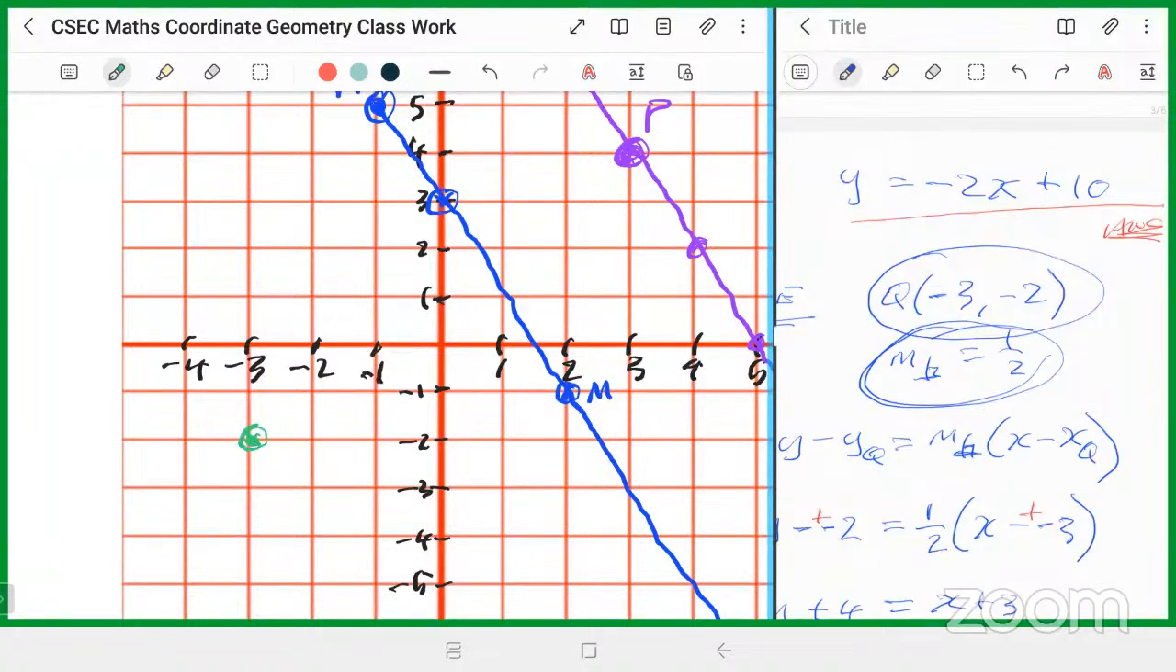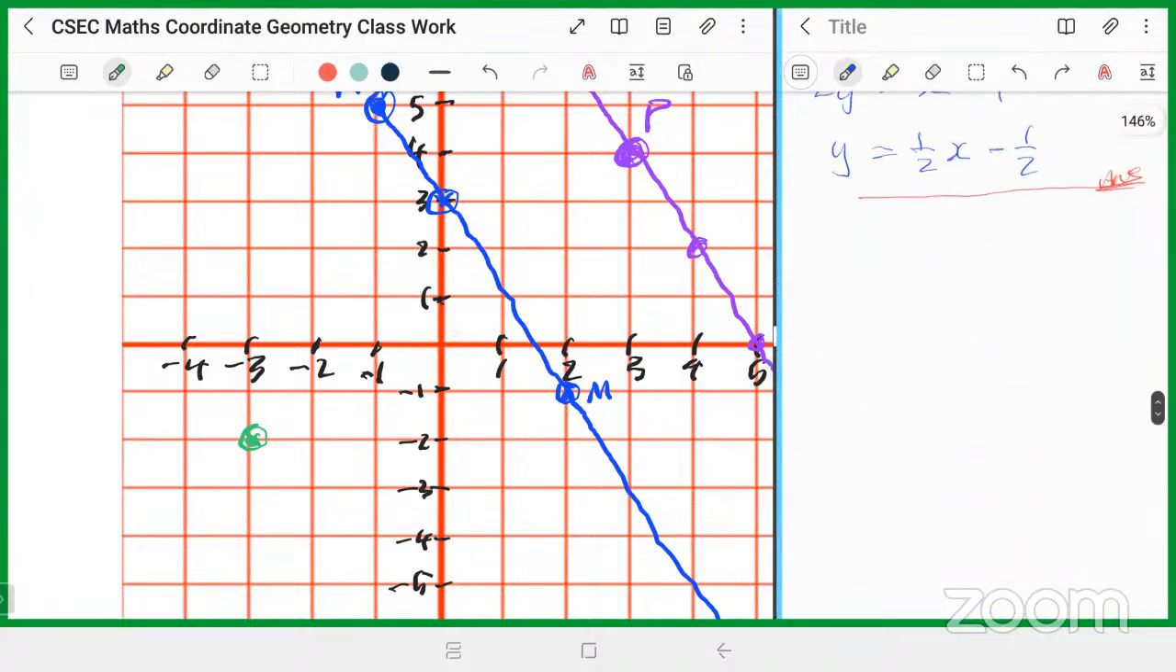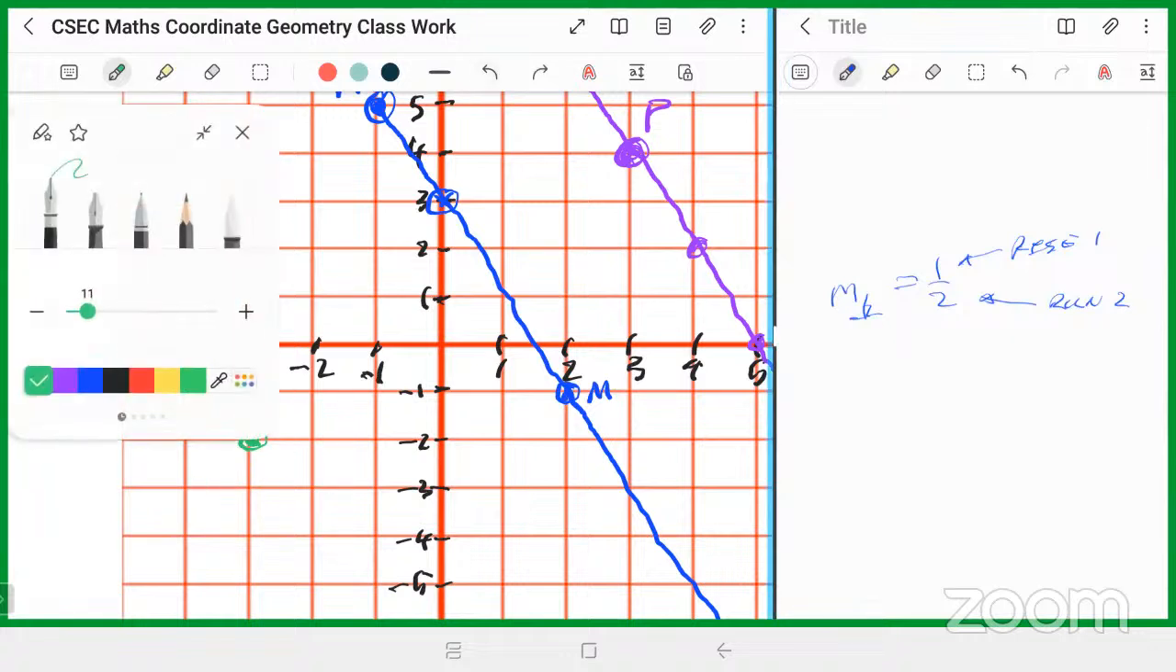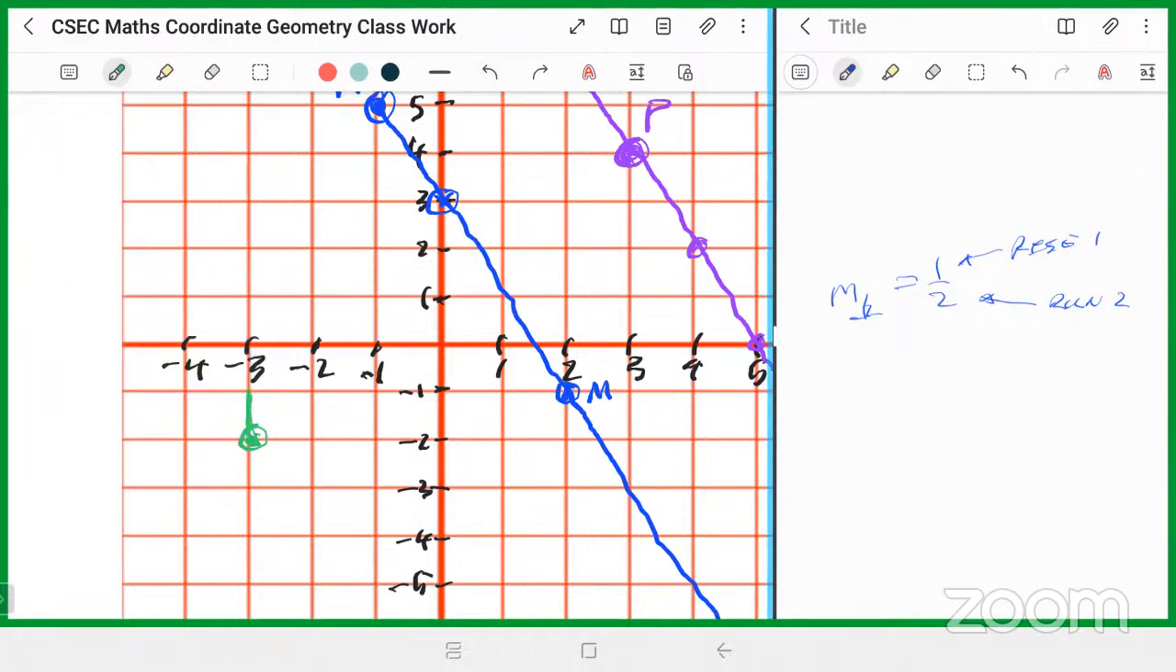And then the gradient is a half, right? Let's look at it. The gradient is a half, so the perpendicular line has a gradient of a half. That means we're going to rise 1 and run 2, starting at this point. So we rise 1 and run 2 across here to here. That's a point on the graph.